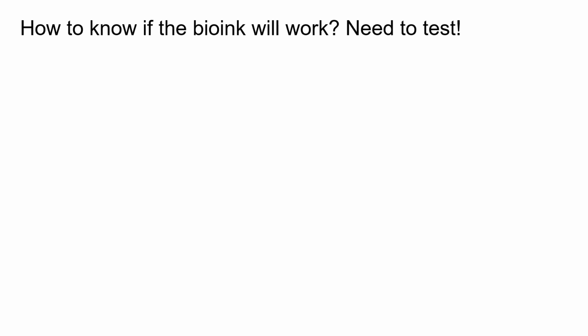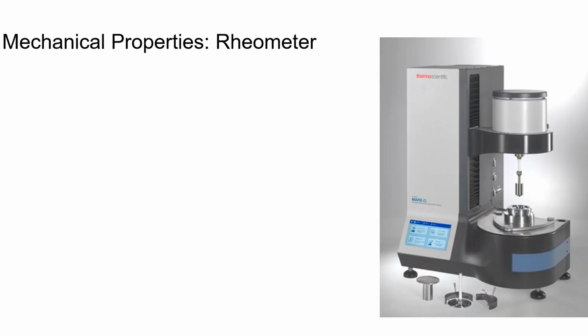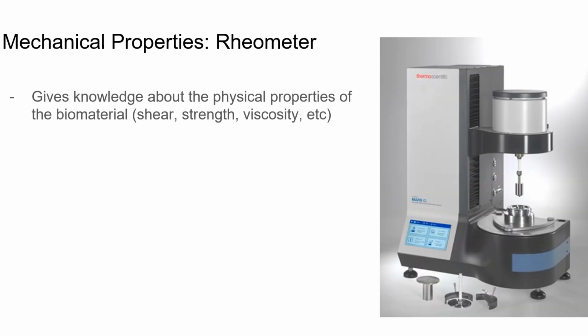Testing biomaterials prior to implantation is crucial. The properties of the bioink have to be carefully assessed. We'll talk through a small list of properties needed to be reviewed. The mechanical properties are tested using a rheometer, which allows us to understand the stiffness, strength, viscosity, and other parameters vital to bioprinting. These parameters greatly affect the quality of the final graft.